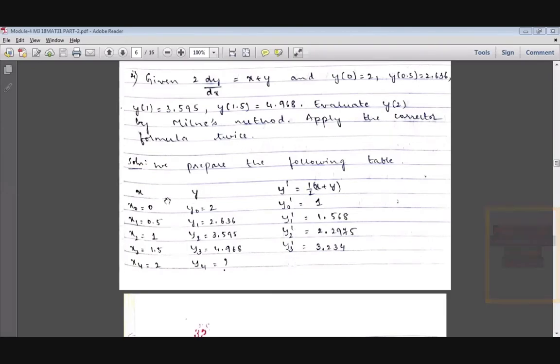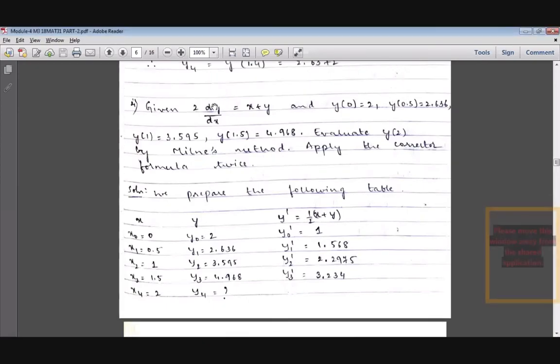So first write the table x, y dash. Only dy by dx should be on the left hand side, all other values should be on the right hand side. So if you take 2 to this side, it will become x plus y divided by 2. So list out all the data, then find out y0 dash, y1 dash, y2 dash, y3 dash.